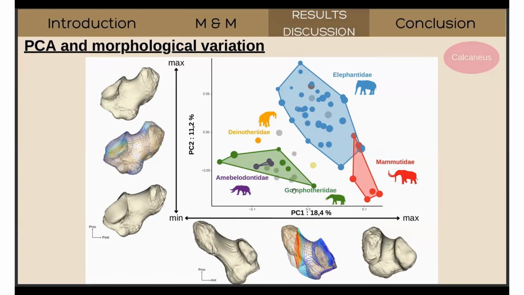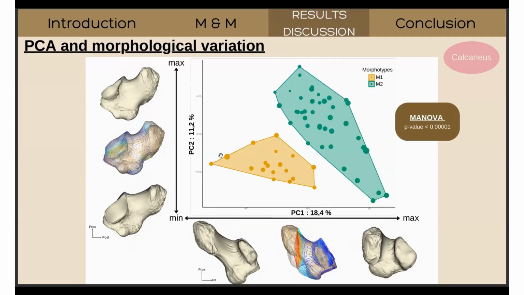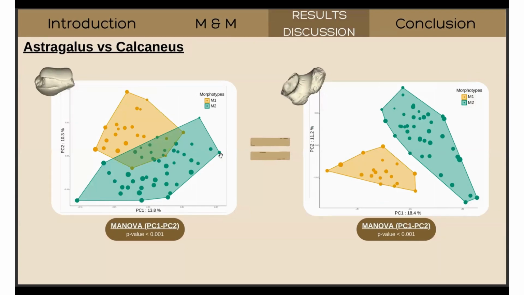And so when we look at the distribution of the specimens on this morphospace, we can see a separation between two groups. The first one represented by Elephantidae, Mammutidae, and some Stegodontidae, and the other group formed by the Deinotheriidae, Amebelodontidae, Gomphotheriidae, and the Choerolophodontidae families in yellow. And so I wanted to test whether the two groups that I saw were significantly different. So I ran a MANOVA on the first two axes and the groups that I identified, and they came out significantly different. I also wanted to see if those groups were applicable to the astragalus morphospace. So I tested it and it came out significantly different too.